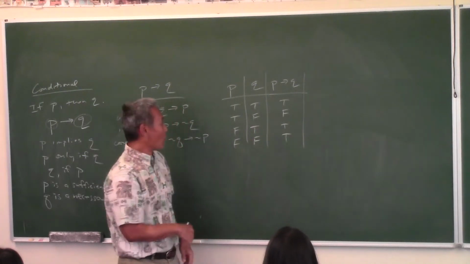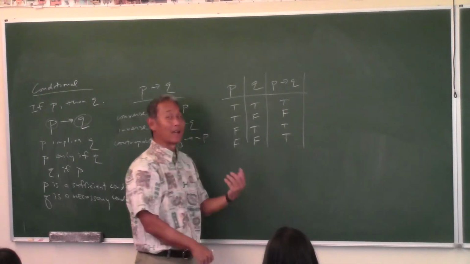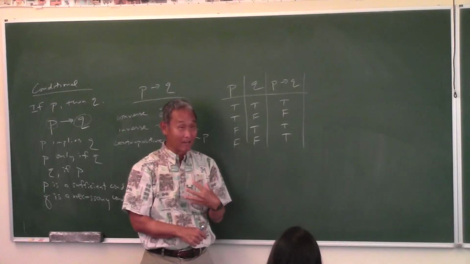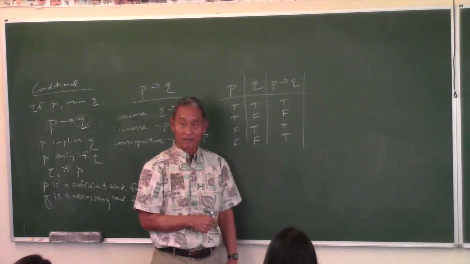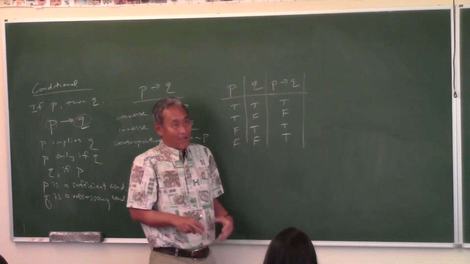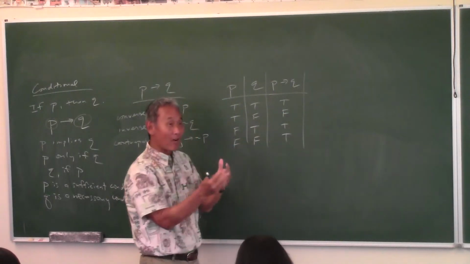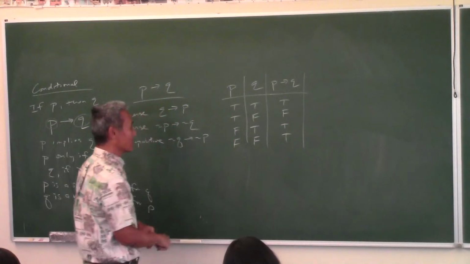See, false. What if you didn't do your homework but I paid you $10? Am I a liar? No, I'm just stupid, right? I'm just stupid, but I'm not a liar. What if you didn't do your homework and I didn't pay you $10? Am I a liar? No. See, the only time I lied was that one. Does that help? If it doesn't help, then just memorize: the only time a conditional statement is false is when the first one is true and the second one is false. That's the easiest thing to remember.